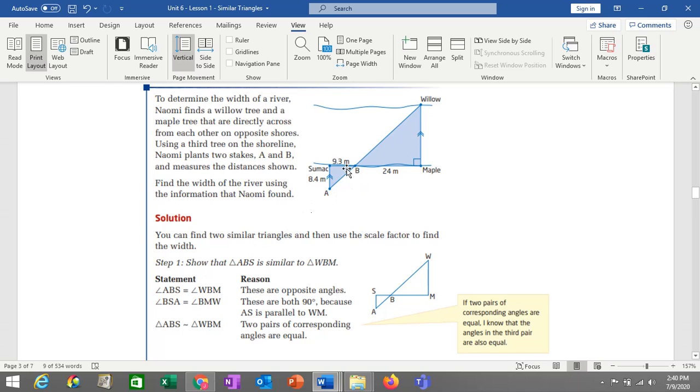So what they've done is they've used opposite angles theorem to show that this angle here, ABS, and this angle here, MBW, these two angles are actually the same by opposite angle theorem, right? By that X pattern. The opposite sides of the X will be the same. So I already have one angle being the same between the two triangles.